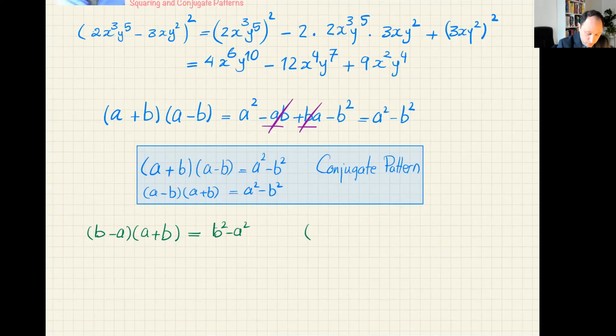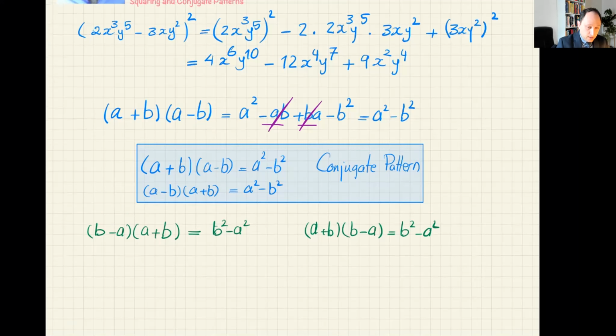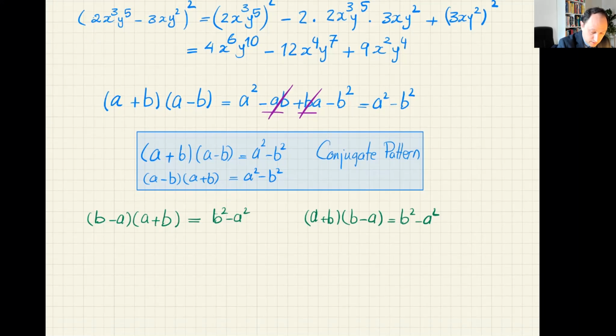So let me also write this one here if you want to. So what was that example? So this is A plus B, as you said, B minus A. So the answer to this one is also B squared minus A squared. Okay, so there is just one small time left, so 3 minutes we have. So let me give you some examples. Okay, so can I use the conjugate rule, conjugate pattern for this? Can I use the conjugate pattern for this?